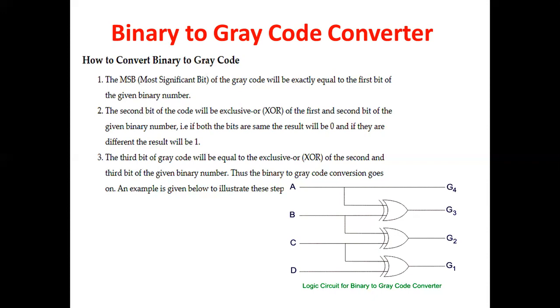So first take the binary number as it is, then mark the LSB and MSB, and then copy the MSB as it is, and then take the XOR operation of MSB with MSB minus 1. Please look here, MSB with MSB minus 1. This is the MSB, and this is the LSB bit.